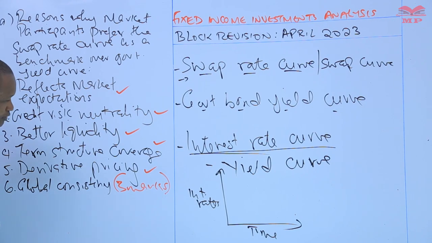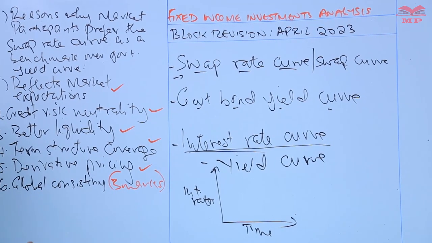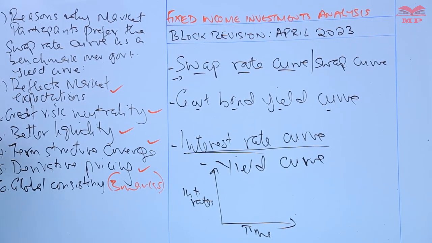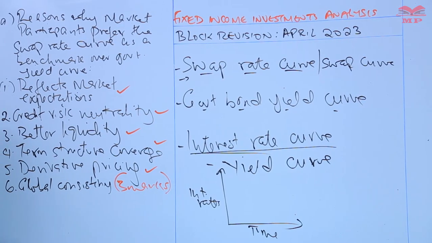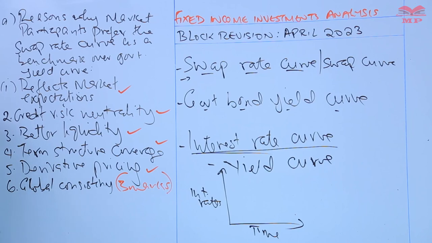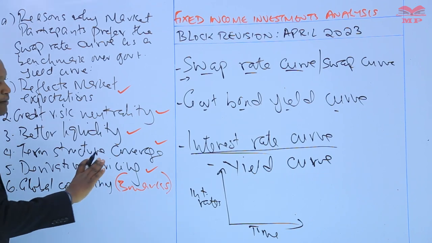Swap rates are relatively consistent across different countries and regions, making them suitable for international comparisons and analysis. But government bonds, on the other hand, can vary significantly due to differences in monetary policies, economic conditions, and also credit ratings among countries.